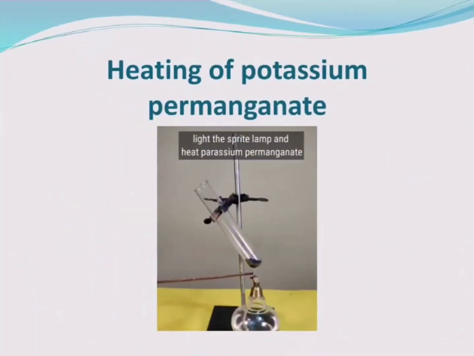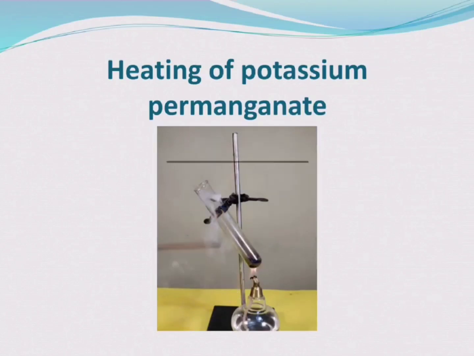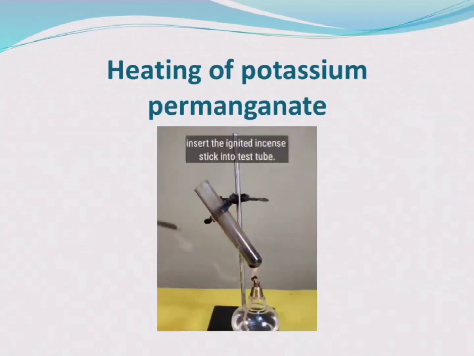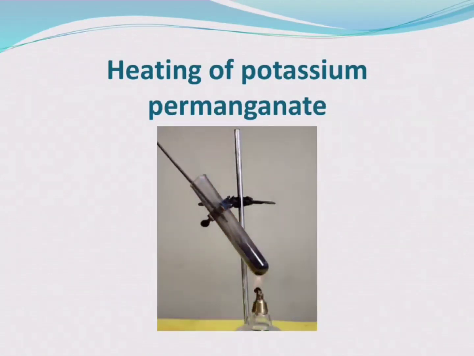The next example for endothermic reaction is the heating of potassium permanganate. When we are heating the potassium permanganate, it absorbs the heat and it changes to potassium manganate, manganese dioxide and oxygen. The burning stick catches the fire due to the liberation of oxygen.